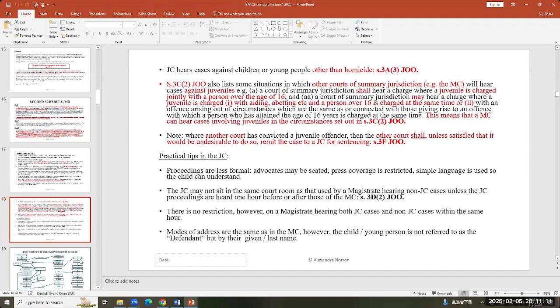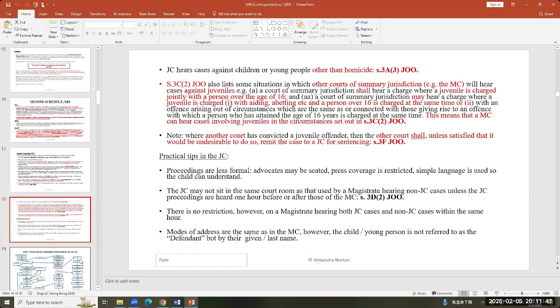You don't have different conclusions being reached. But you can't have an adult being tried in the juvenile court, because the juvenile court only hears cases against defendants under the age of 16. So for this reason, if a person under the age of 16 is jointly tried with an adult, the magistrate's court has to hear the case. On the other hand, if the juvenile is charged with an offense arising out of circumstances which are the same as those which arise out of an adult, but they're not jointly charged, then the magistrate's court may hear the case, or there may be split trials, right?